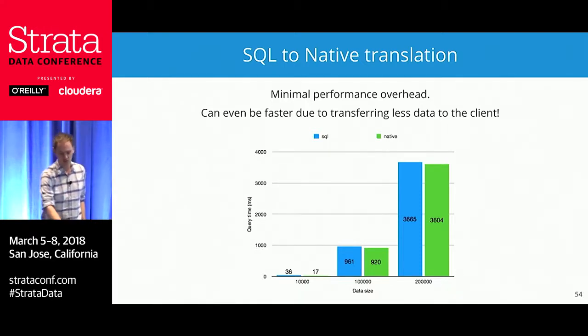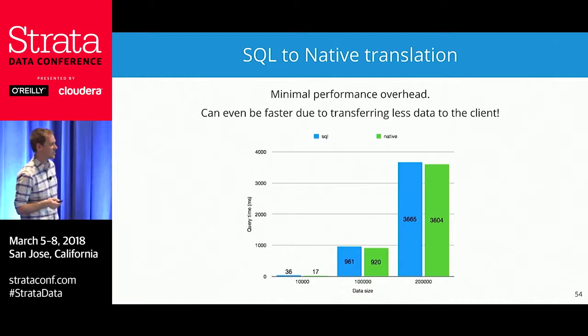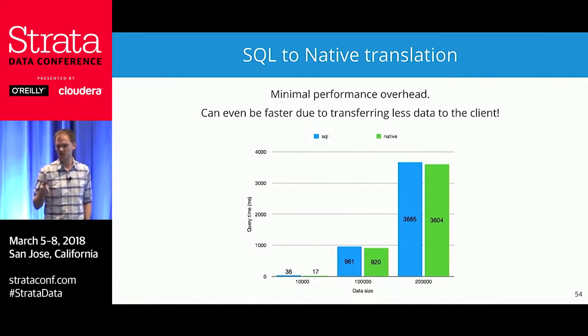This was an overhead test done on localhost. One cool thing is that in real life, SQL can be faster than native because it transfers less data. The Druid native response is as verbose as the Druid native requests, and the SQL response is just an array of values. So when you have the network part of the mix, actually it can be faster overall.